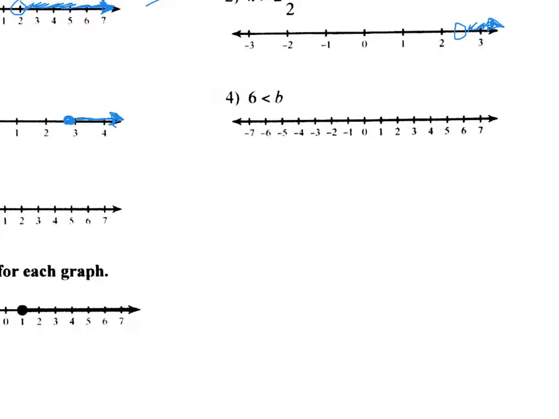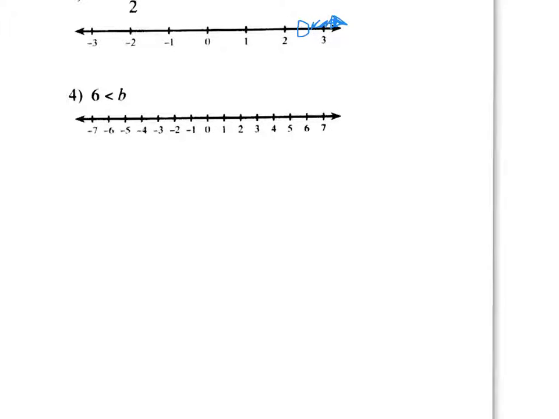Alright, now number 4. Now my variable is not on the left. It is actually switched. So one of the things I do here is I rewrite the statement. Now what that means is when you rewrite it, when you switch the sides for the values, you must also switch your symbol. So it was pointing to the left, now it is pointing to the right.